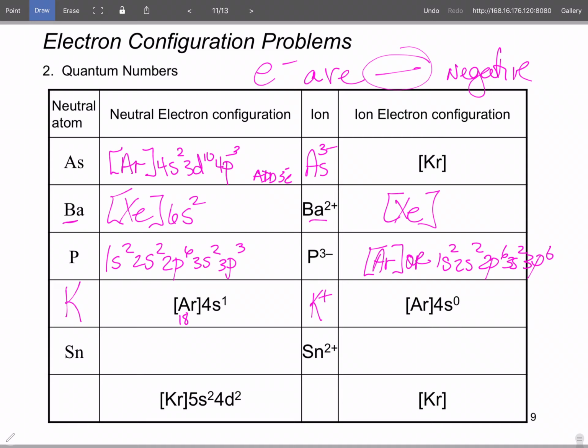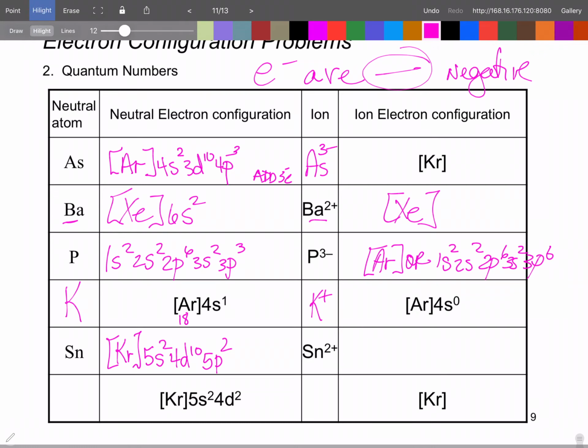Now we come to tin. Tin is a krypton core. So 1, 2, 3, 4, 5. So it'd be 5s2, 4d10, 5p2. So then the question is what is tin 2 plus? Well, this is where it kind of gets fun. So we could either lose, and let me highlight, we can lose either this one or this one.